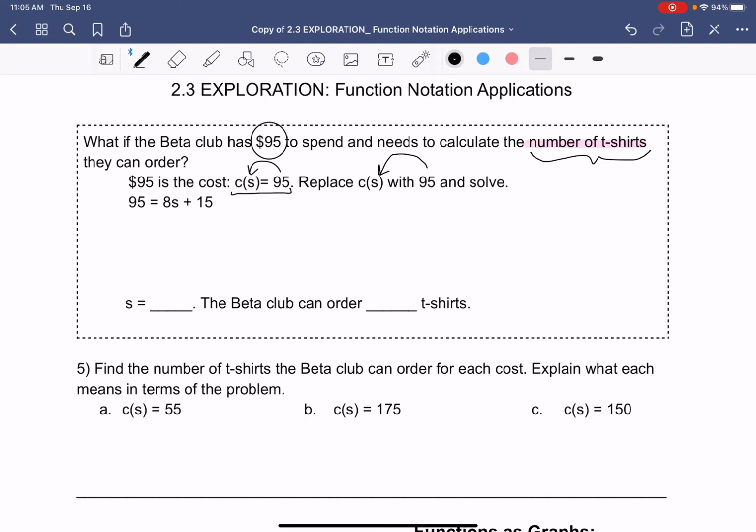So the formula C of S equals 8S plus 15 becomes 95 equals 8S plus 15. We're trying to figure out how many shirts we need, so we need to solve for S. Draw railroad tracks. We're going to undo the addition by subtracting.